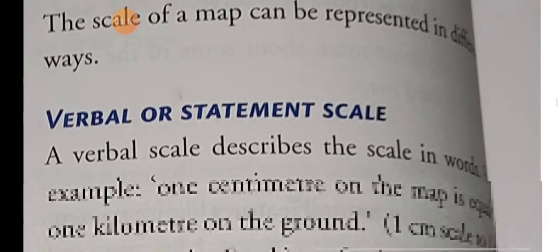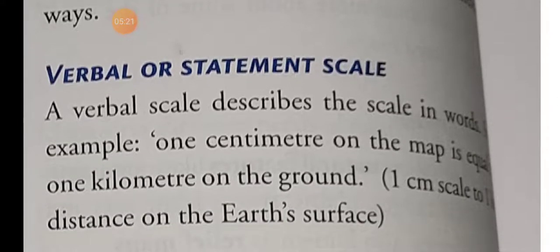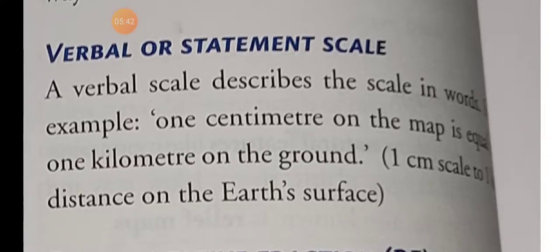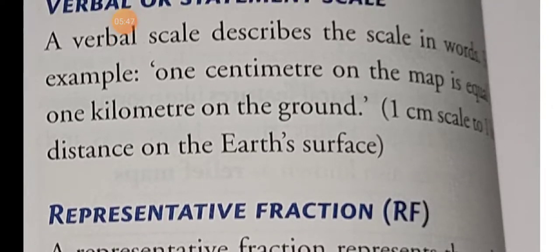The first one is the verbal or statement scale. A verbal scale describes the scale in words, means verbally, orally, we can say. For example, 1 centimeter on a map is equal to 1 kilometer distance on the earth surface. Verbal means an oral statement we can give.